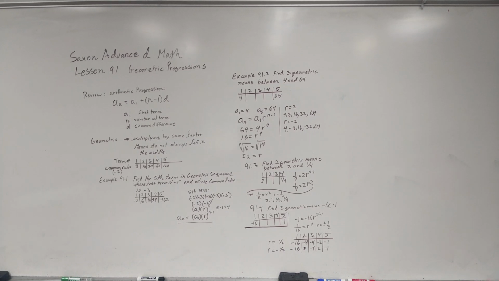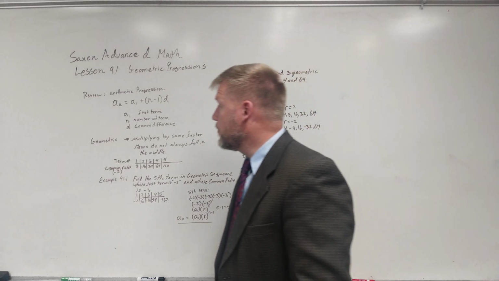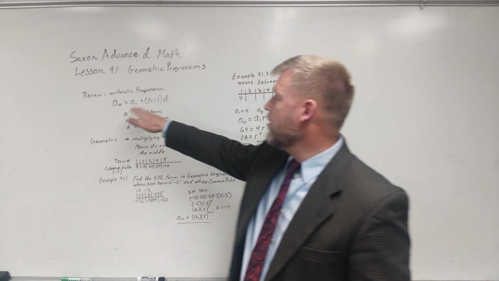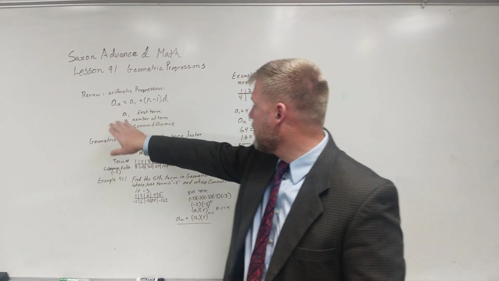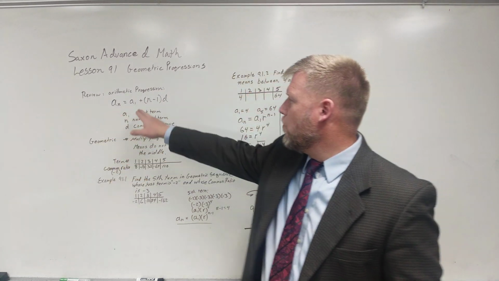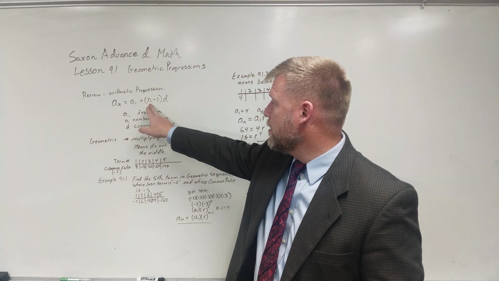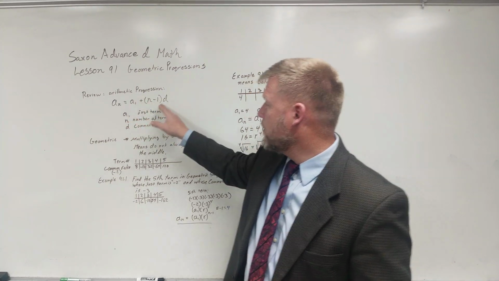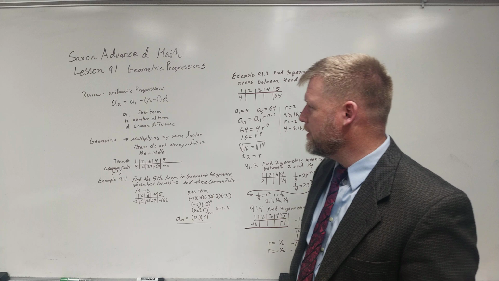This is Saxon Advanced Math, Lesson 91, Geometric Progressions. Now, we need to review just for a moment what an arithmetic progression is. And we had a formula for that. It was a_n, and this is our number of progression, right? Equals a_1, that's our first, n is the number that we're looking for in the term, minus 1 times the d. d is the common difference.